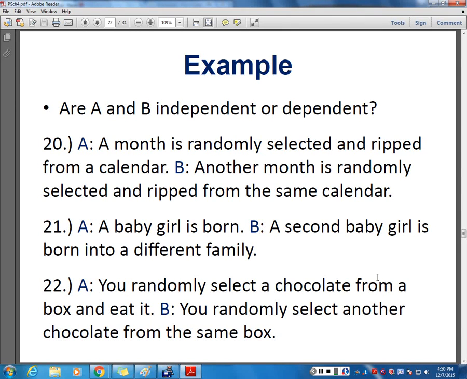Number 21. A baby girl is born. A second baby girl is born into a different family. Well, event A does not cause or change the probability of event B. So these are independent events. Number 22, you randomly select a chocolate from a box and you eat it. Event B, you randomly select another chocolate from the same box. Well, if you're dealing with the same box and you've taken a chocolate out and eaten it, it is impossible for you to select the same chocolate again. So what happens in A affects B. Those are dependent events.